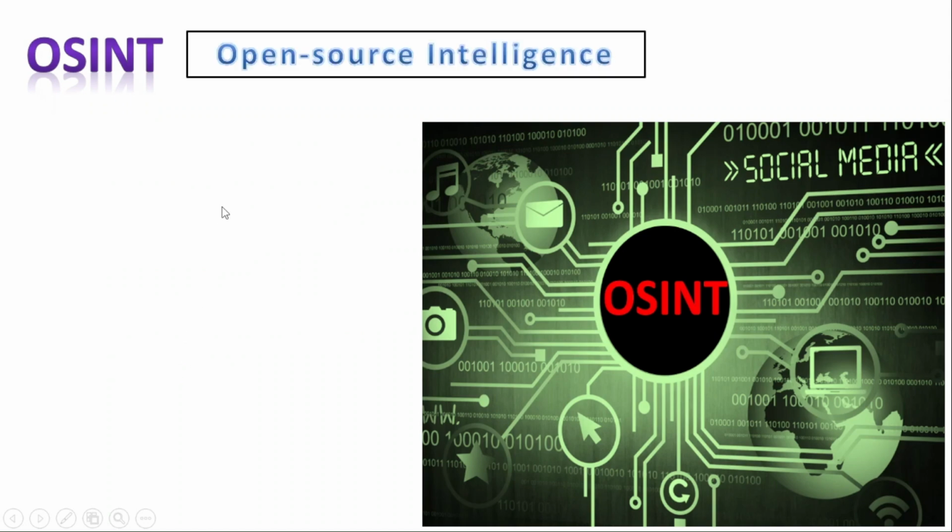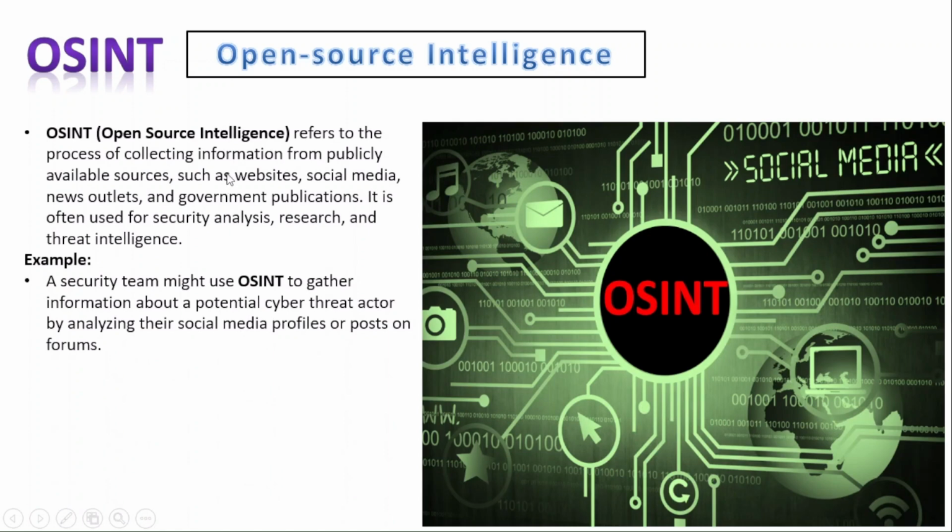OSINT, that is Open Source Intelligence. So OSINT or Open Source Intelligence refers to the process of collecting information from publicly available sources such as websites, social media, news outlets, and government publications. It is often used by security analysts, researchers, and threat intelligence teams. Example: a security team might use OSINT to gather information about a potential cyber threat actor by analyzing their social media profiles or posts on forums.